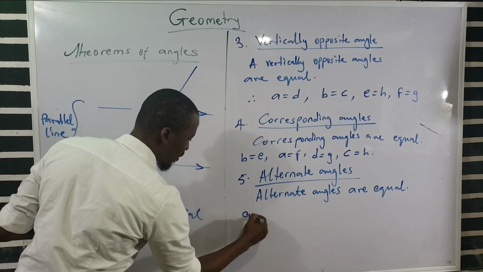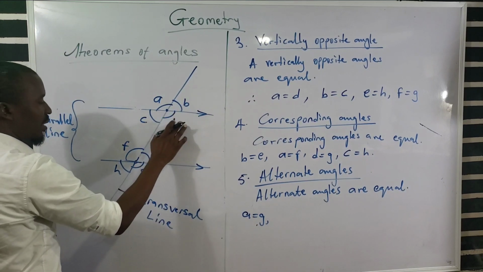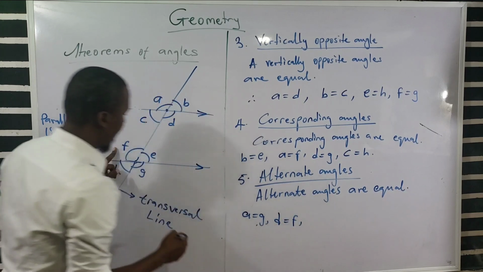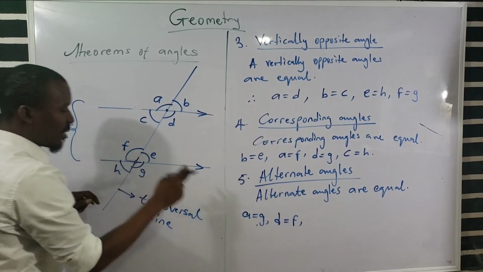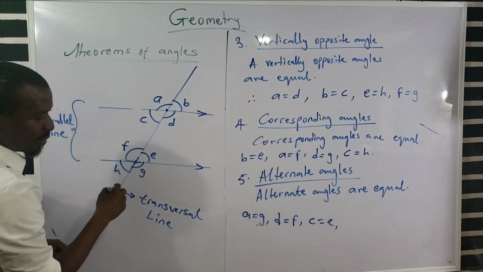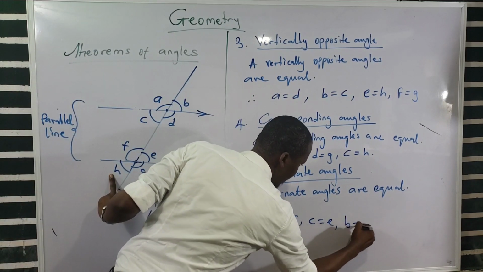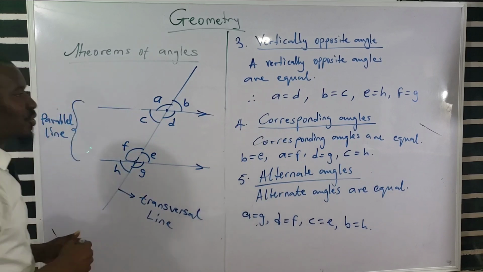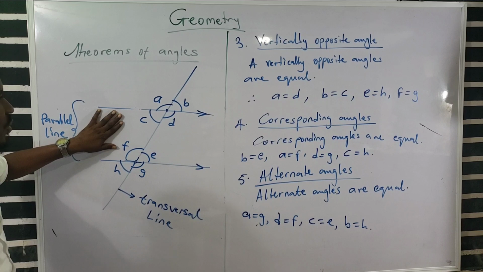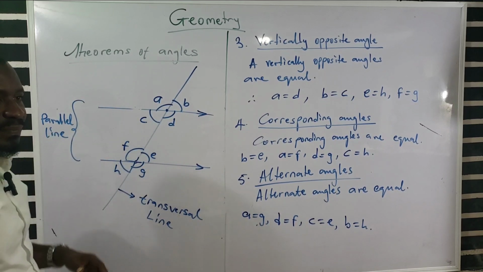So let's list out the alternate angles we have there. A equals G because they are alternate. D equals F, they are alternate. C equals E, they are alternate. And B equals H, they are alternate. Okay, so we have one more angle to discuss from here. So let us clean the board and discuss that last angle that we can get from here.